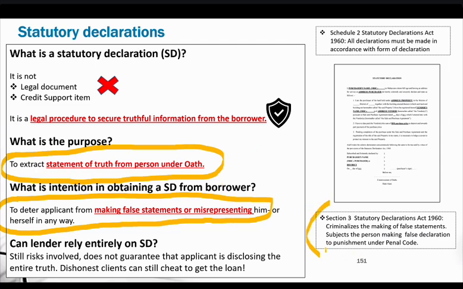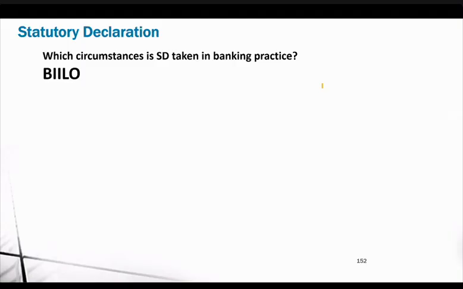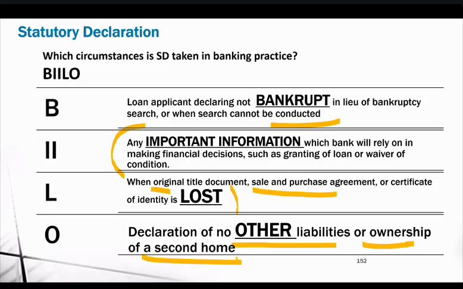And this is the penalty under the Penal Code. And this is the exact question they asked: under what circumstances is an SD taken in banking practice? Remember the word BELOW. Below stands for bankrupt, important information, lost documents such as IC, title, sales and purchase agreement, and no other liabilities or ownership of a second home.